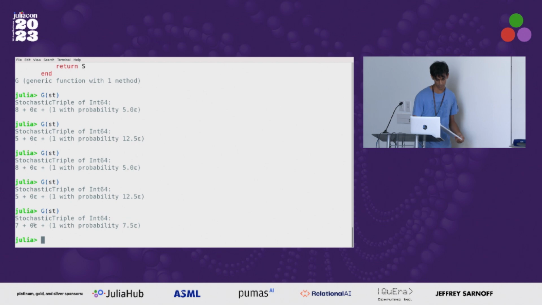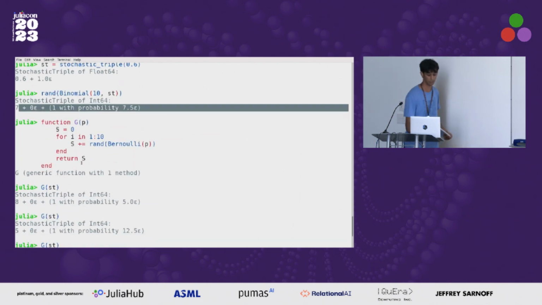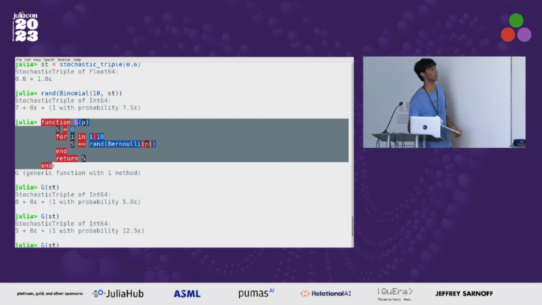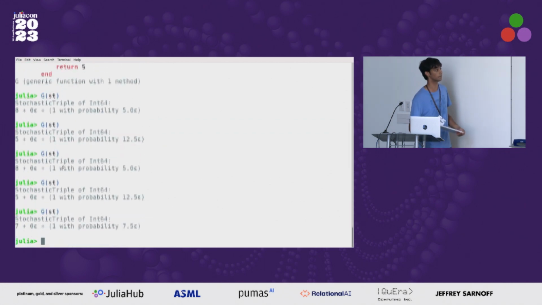You can see when we got 7, it said you could have got 8 with weight 7.5, and so did this. It's nice that your AD tool, looking only at this, can do the same thing as it would have done for a binomial.